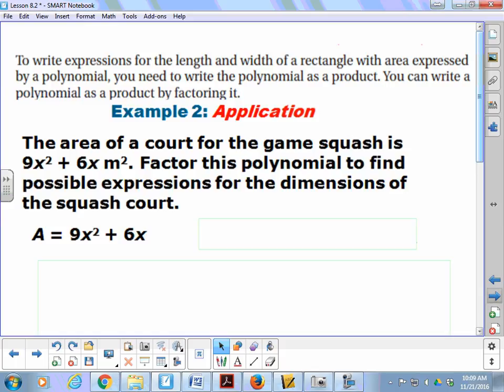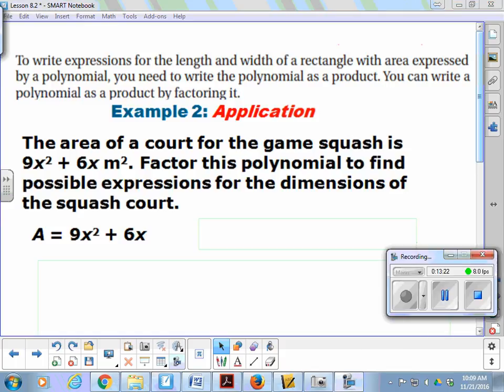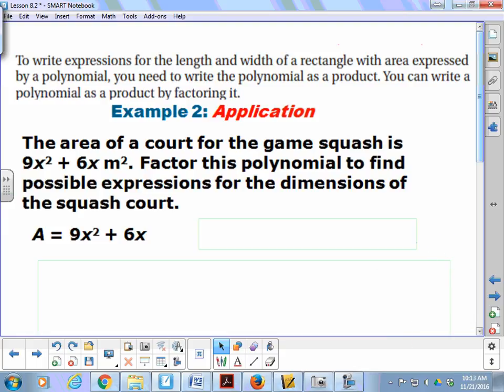You just worked on one similar to that, so let's see if you can factor that one. So go ahead and factor that one. So, we factor it. The greatest common factor is 3x.